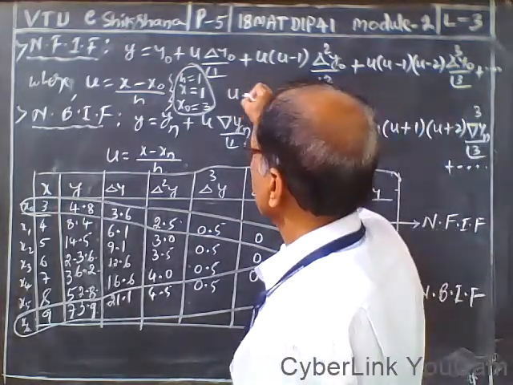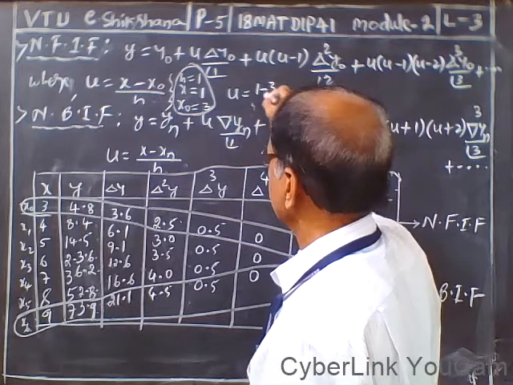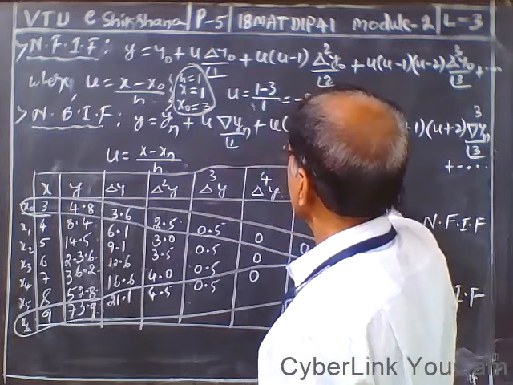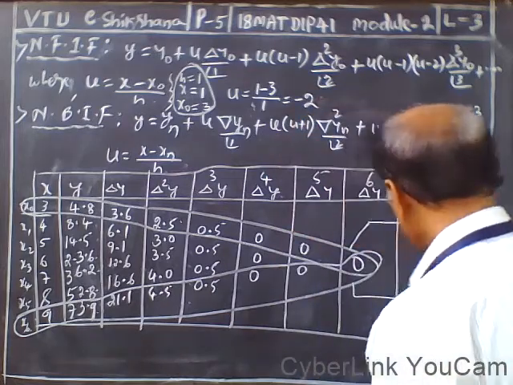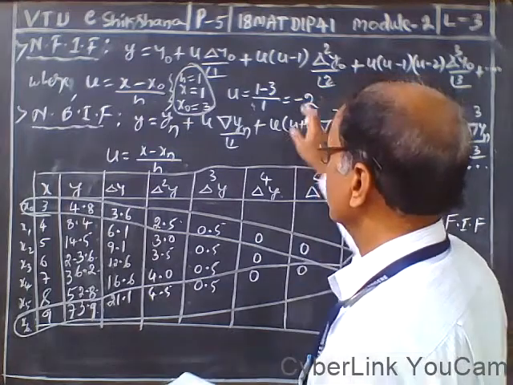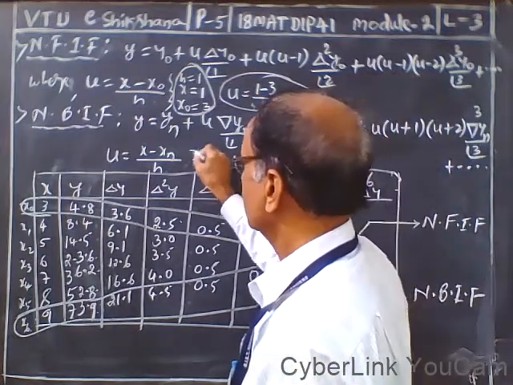Thereby u is equal to x value, that is 1 minus 3, divided by the h value, which is 1. This is minus 2. The h value is 1 and the u value is minus 2. This is the value of u in this calculation.